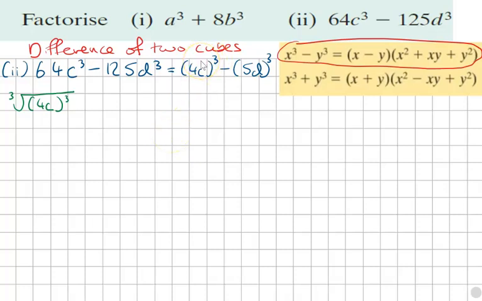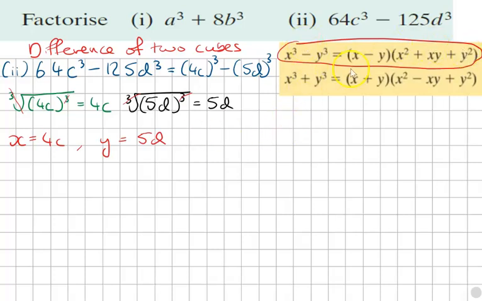So we're going to get the cube root of 4c to be cubed. So the cube root and the cubed will cancel, leaving us with 4c. And we're going to get the cube root of 5d to be cubed. And the cube root and the cubed will cancel, leaving us with 5d. So our x is going to be 4c and our y is going to be 5d. So now we just sub into the formula.